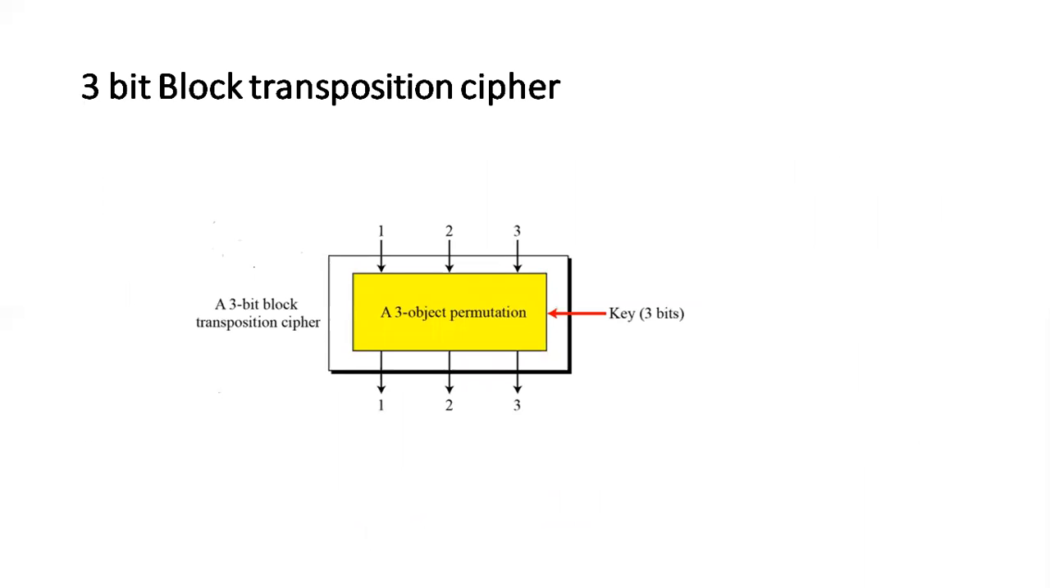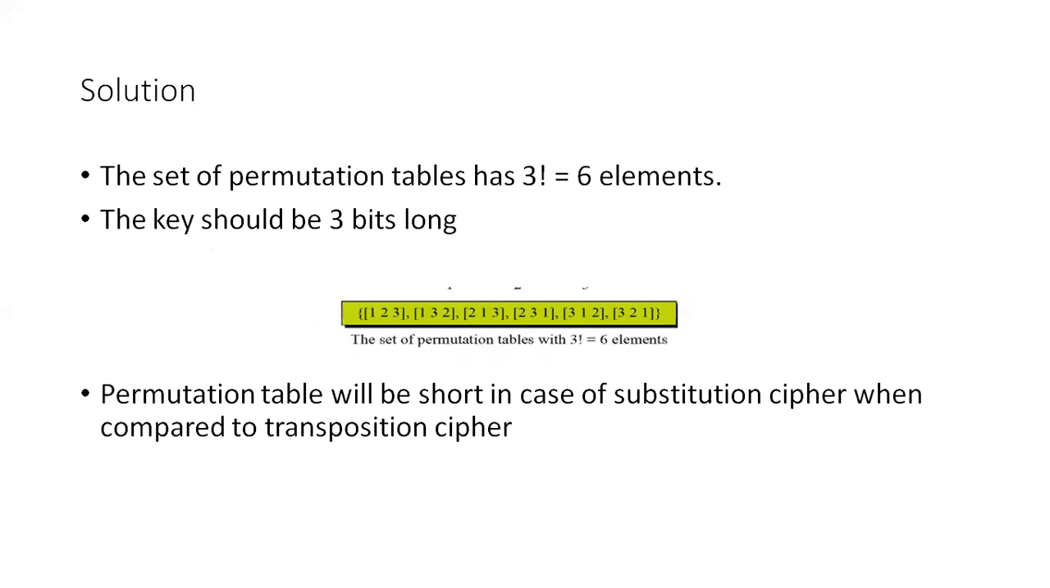So this is a block diagram of a 3-bit block transposition cipher. The input will be your plain text, and it's a 3-bit block transposition cipher. After that, the number of keys required to convert the plain text into ciphertext will be 3 bits here. So the original plain text plus the 3-bit key is added to that, and then it is converted into a ciphertext.